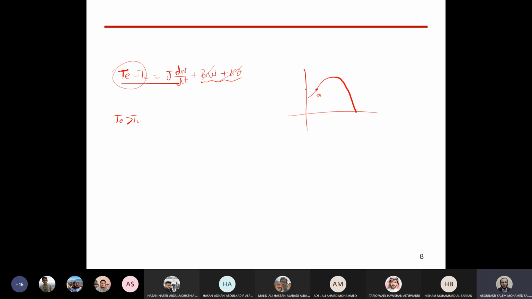So at that point, if the electric torque increased due to any disturbance, and this is our load torque, what will happen? The machine will accelerate. What is the direction of acceleration, guys? To the right or left? This is N. Right. Nice. So this means the machine will move in this direction.